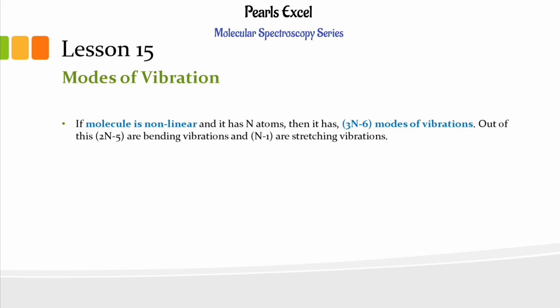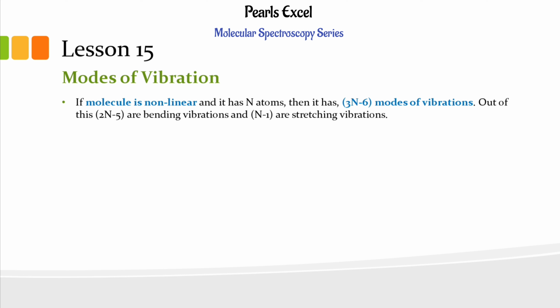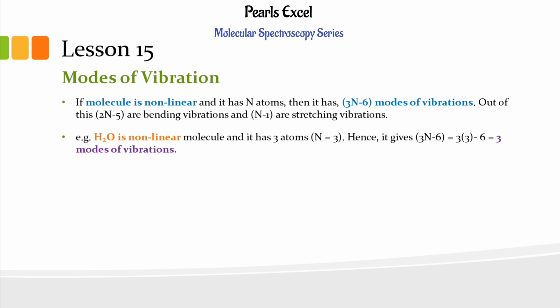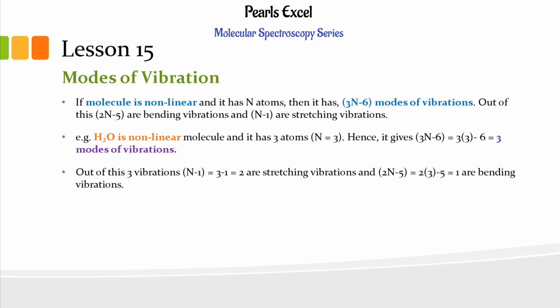Similarly, if a molecule is nonlinear and it has n number of atoms, then it has 3n-6 modes of vibrations. Out of this, 2n-5 are the bending vibrations and n-1 are the stretching vibrations. For example, H2O is a nonlinear molecule and it has 3 atoms, n is equal to 3. Hence, it gives 3n-6 is equal to 3 into 3 minus 6 is equal to 3 modes of vibrations. Out of these 3 vibrations, 2 are stretching vibrations and 1 is a bending vibration.